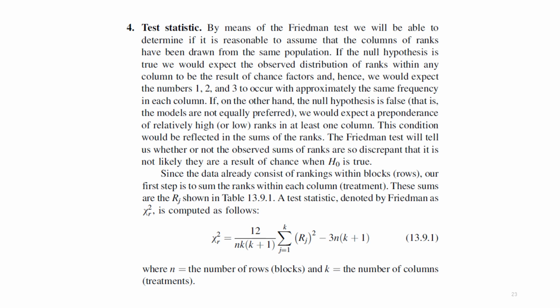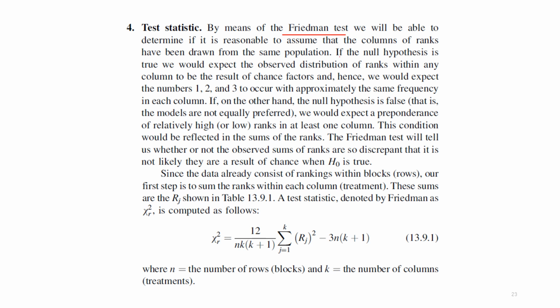The Friedman test is actually two-way. The ranks are 1, 2, 3 for 3 different models, and the therapist is a block. So it is a blocked design, not a factorial design. That's the Friedman test. By means of the Friedman test, we will be able to determine whether it is reasonable to assume that the columns of ranks have been drawn from the same population.